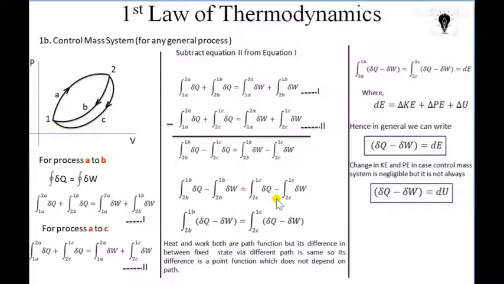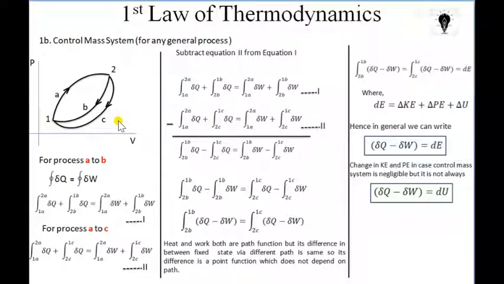Okay, and rearranging the terms. Now if you have a look at this term, you should notice that we are subtracting all the heat interaction minus work interaction during the process 2 to 1 via path B, which is equal to all the heat interaction minus work interaction during the process 2 to 1 via path C.